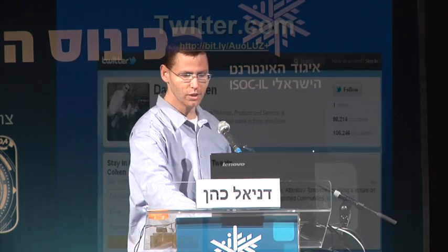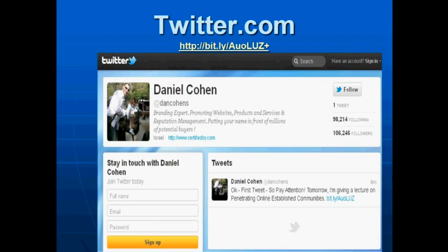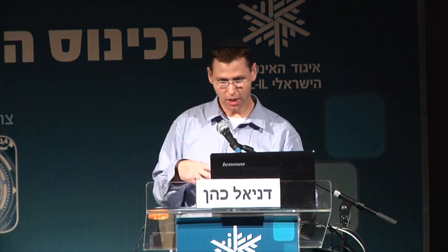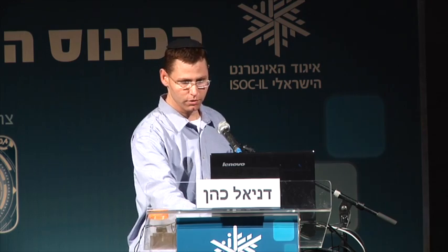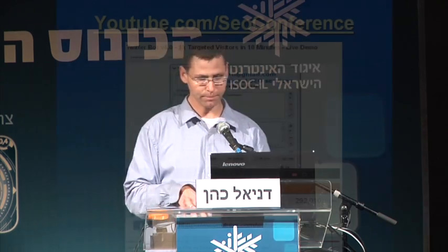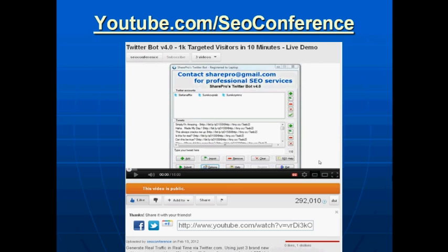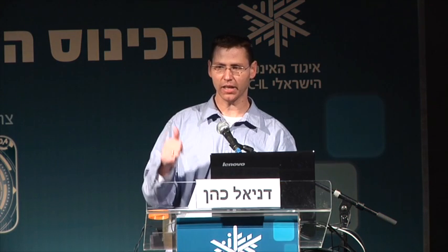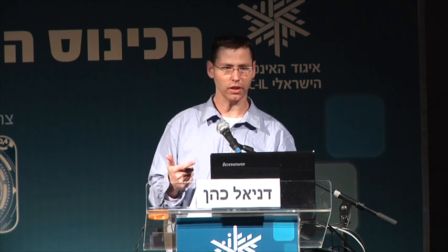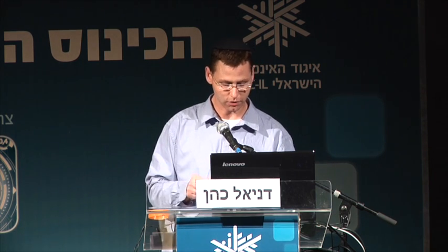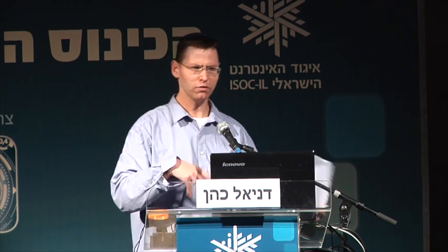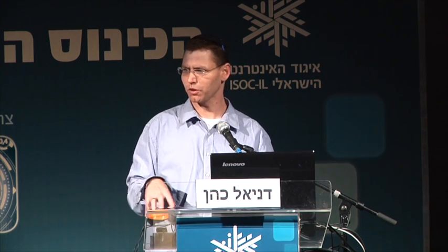This is my personal Twitter account. I have over 100,000 followers. And just going back for a second, what's really special about this bot is it doesn't use friends or followers to generate the traffic, but it can still generate real traffic in real time, based on keywords and on targeting geolocations. I'll explain to you real fast how this all works.